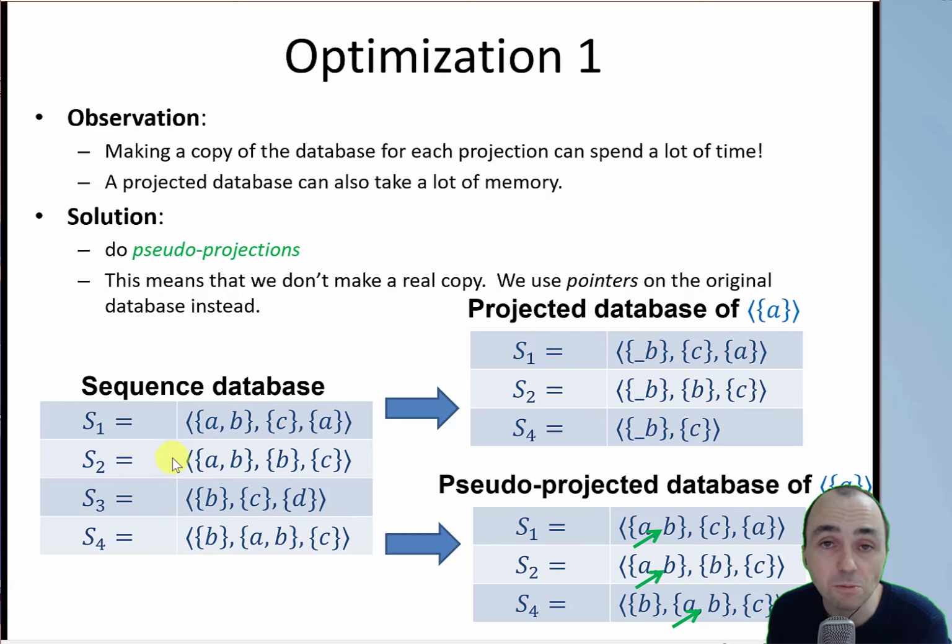Now, in this optimization, I will not make a copy. I will just use some pointers on the original database. So the only thing I need to store is 3 pointers here. I don't need to copy the database, okay? So these pointers are on the original database. If you do this in your code when you program PrefixSpan, PrefixSpan can be 10 times faster and use more than 10 times less memory, for example. So it makes a really big difference to do this.